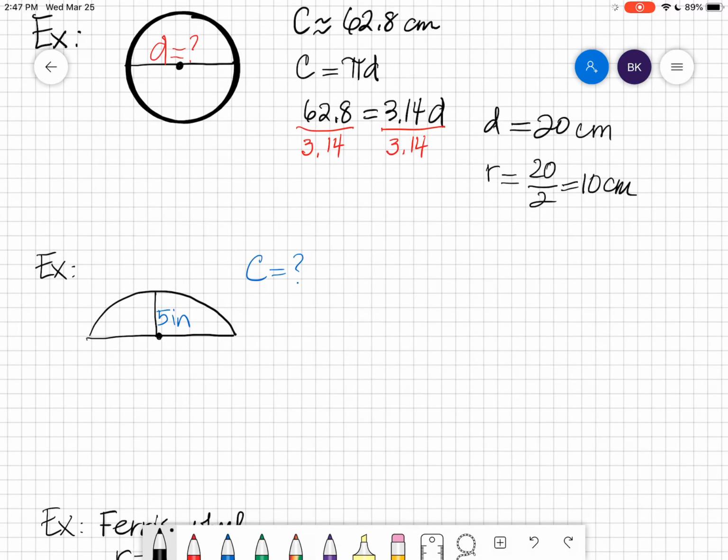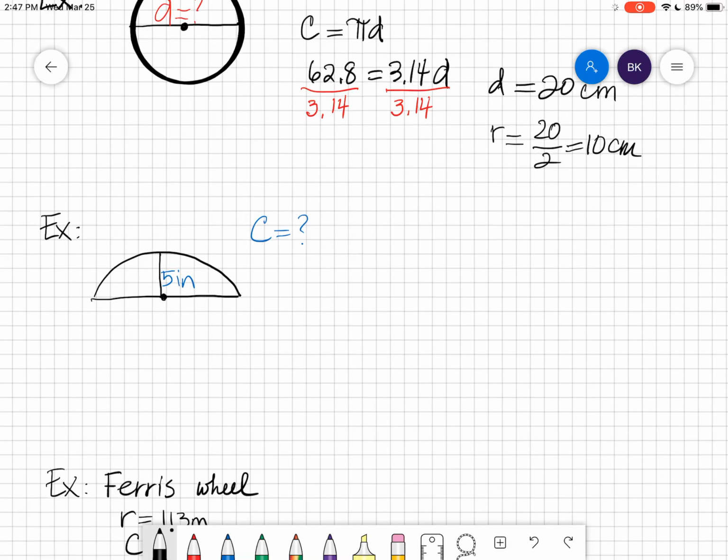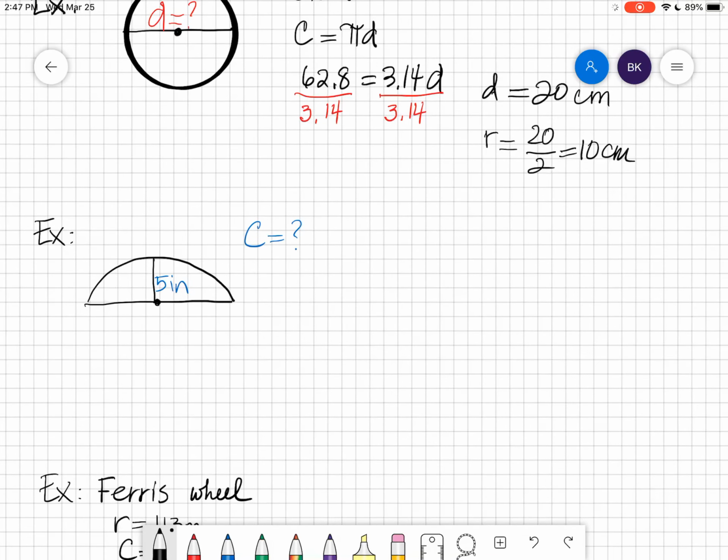Now, in the next example, we see something interesting, and that is half a circle. How would we call half a circle? Well, we call it a semicircle. This is a semicircle. And what is given to me? What is that 5 inches? 5 inches is the radius.